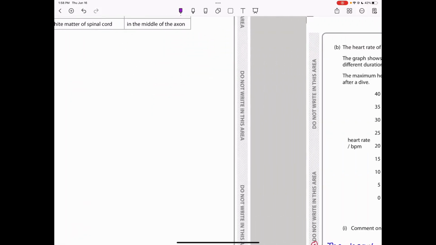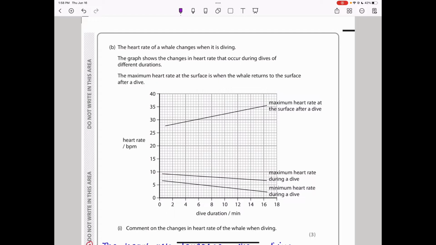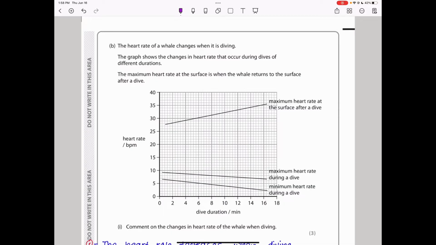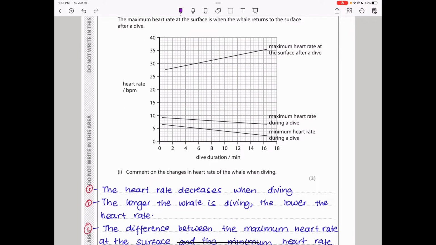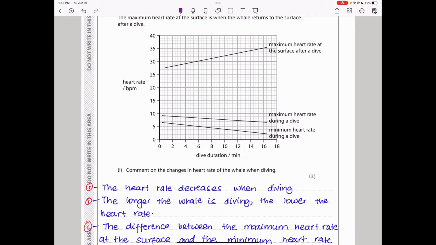And then continuing on, there is another part that says the heart rate of a whale changes when it is diving. The graph shows the changes in the heart rate that occur during dives of different durations. They say the maximum heart rate at the surface is when the whale returns to the surface after a dive. So let's see the first part. We have the heart rate on the vertical axis and the dive duration. They asked you to comment on the changes in heart rate of the whale.